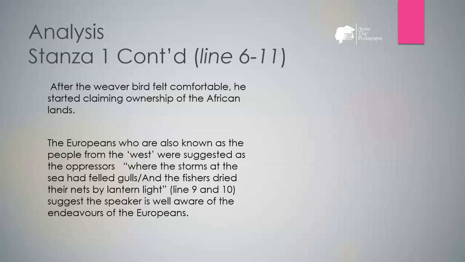After the weaver bird felt comfortable, he started claiming ownership of the African lands. The Europeans, who are also known as the people from the West, were suggested by the speaker as the oppressors. Again, lines 9 and 10, where the storms at the sea had felled gulls, and the fishers dried their nets by lantern lights, suggest the speaker is well aware of the endeavors of the Europeans, where they are from, and how they do their things.